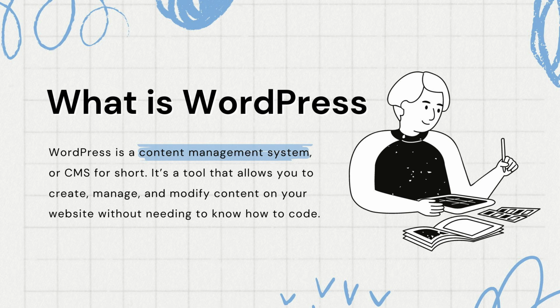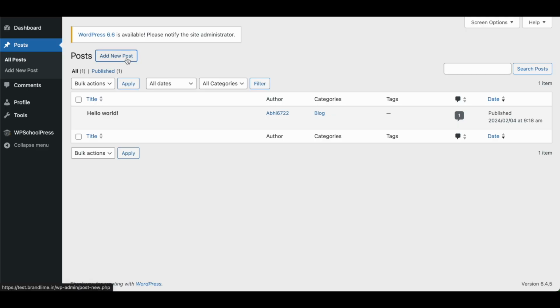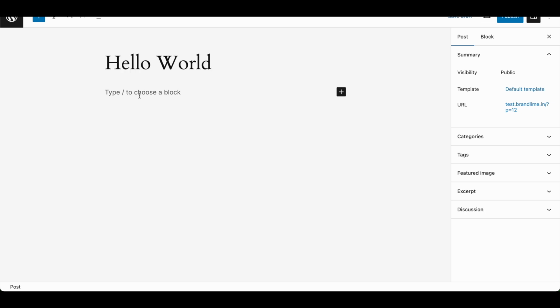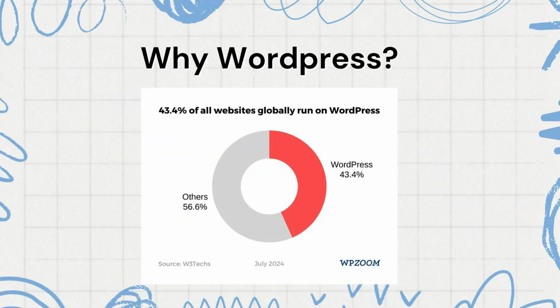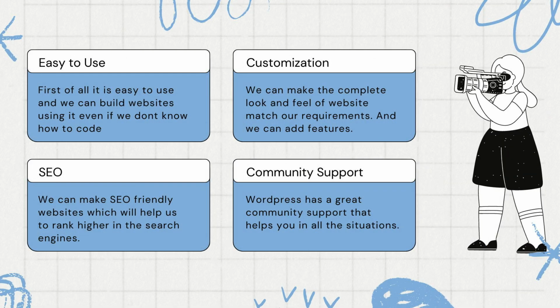So what is WordPress? WordPress is a content management system, or CMS for short. It is a tool that allows you to create, manage, and modify content on your website without needing to know how to code. So talking about why do we use WordPress? Well, there are several advantages, but the most important one is that about 43.4% of all the websites globally use WordPress. Apart from popularity, there are various other advantages that make it so cool.